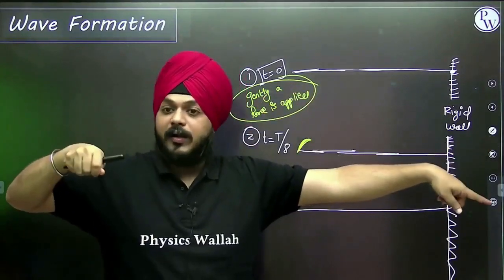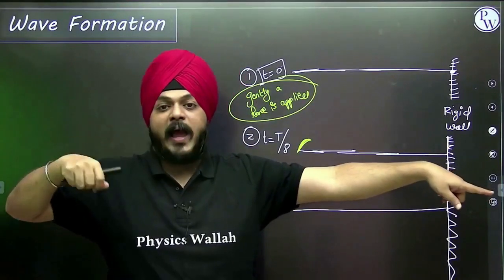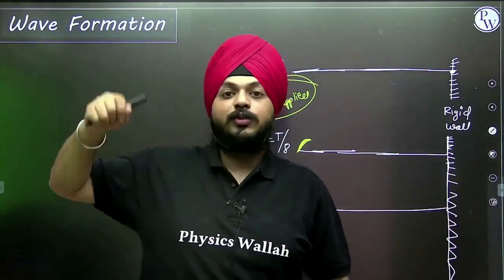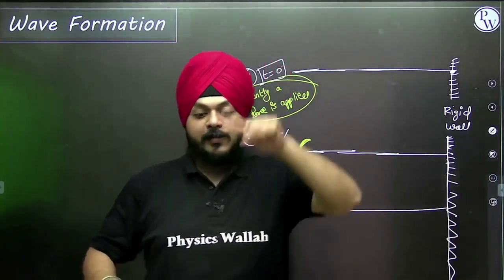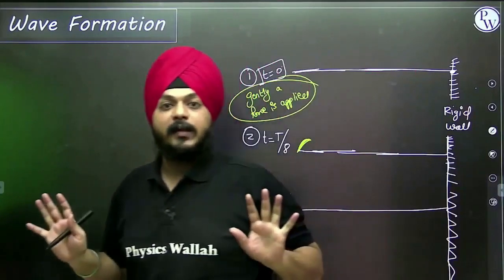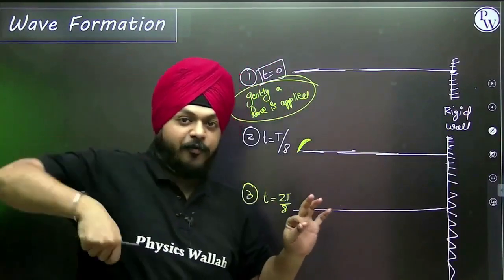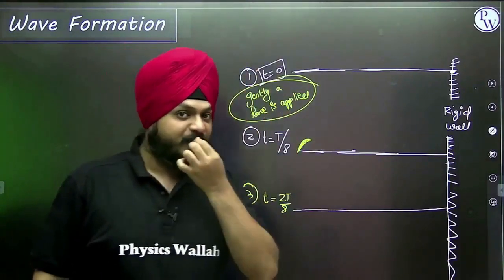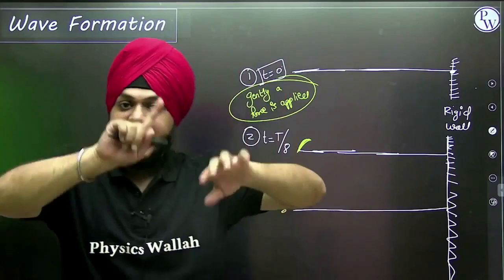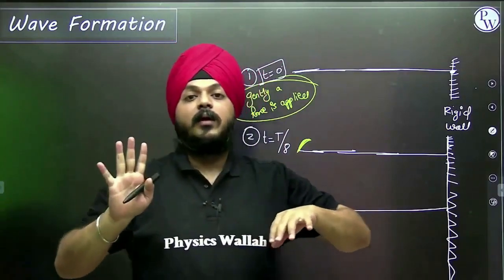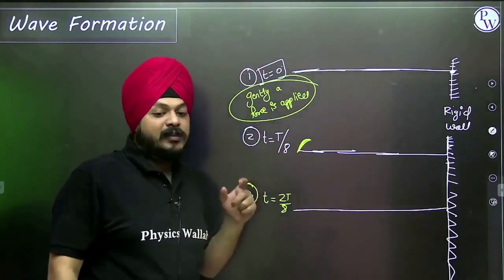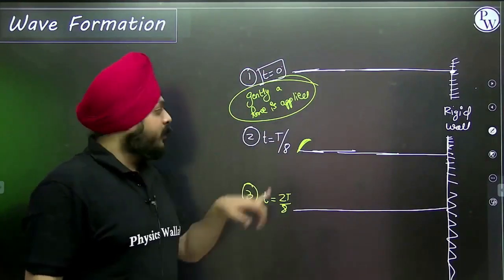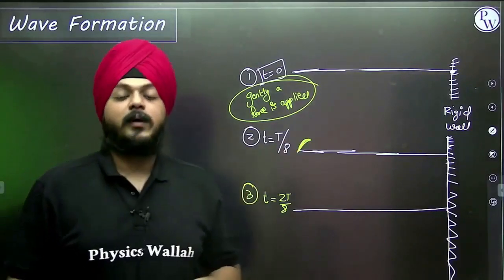The string is attached to the wall, and the other end of the string is in my hand. I'm just applying a gentle force. A pulse is formed and it is propagating in this direction. This activity we are analyzing. When I apply this gentle force, in 1 second the entire pulse is formed. Mark my words. So I'm talking about the eighth part of the pulse, 1/8 of the time. In 1/8 second, this first part of the wave might get formed.